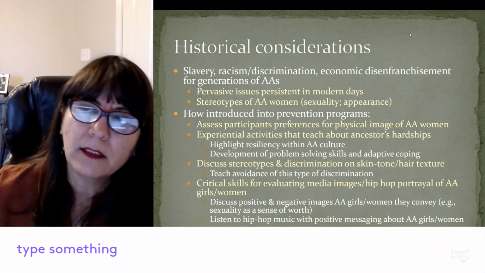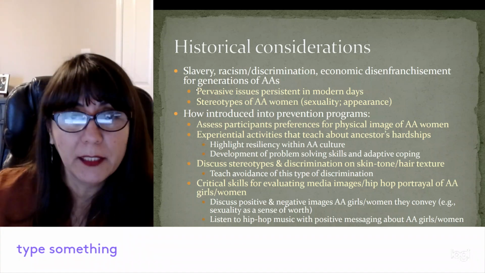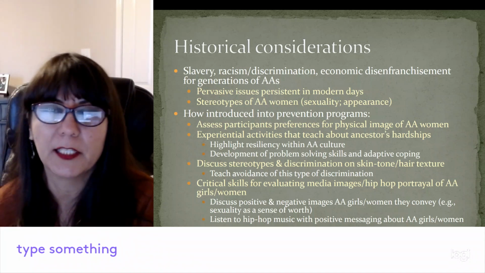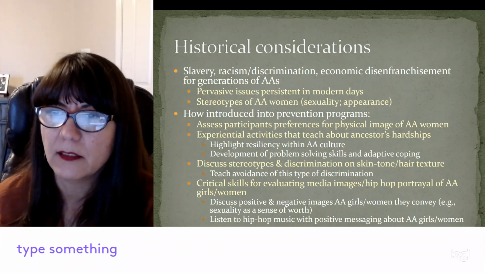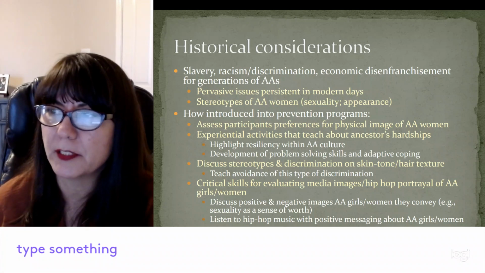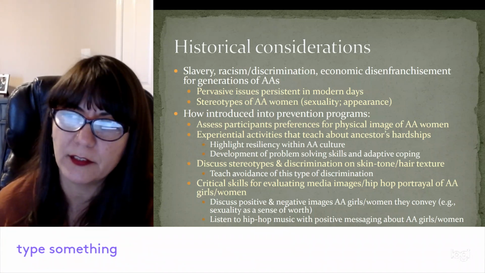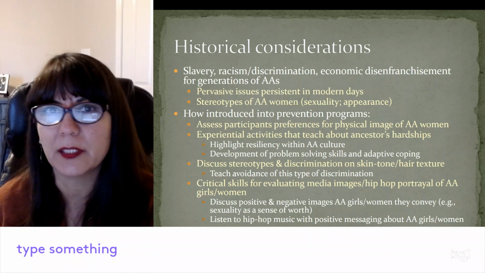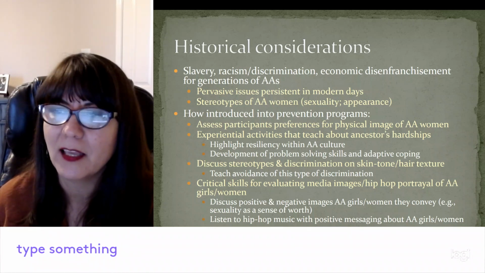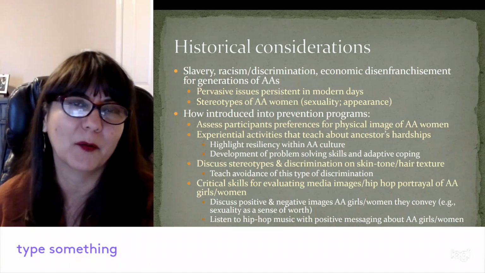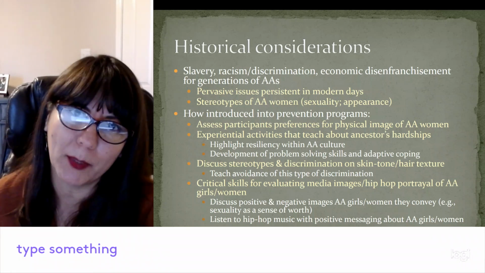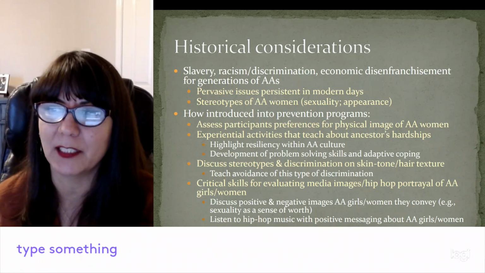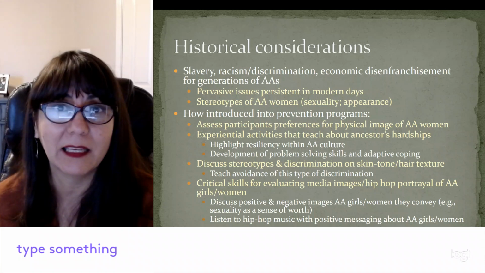And then finally, they considered the history of African and African American populations in the United States. So they discussed slavery, racism, discrimination, economic disenfranchisement across generations of African Americans, what issues are still pervasive, especially for African American women. And then also they talked a lot about stereotypes of African American women in the media.